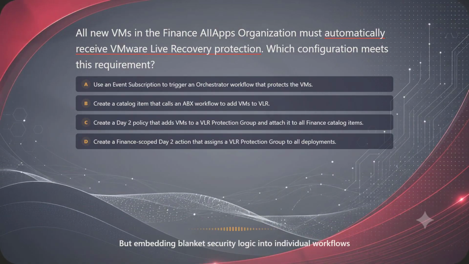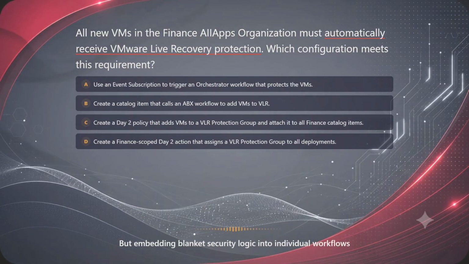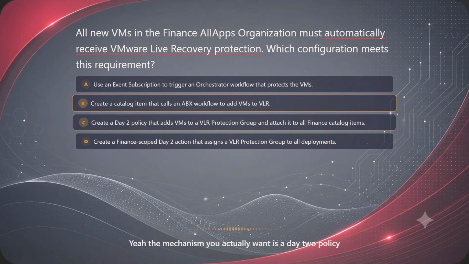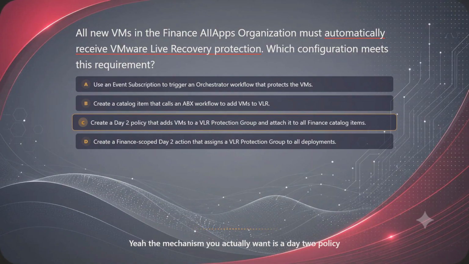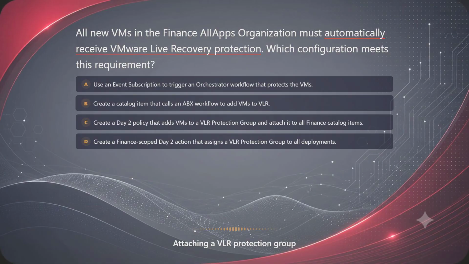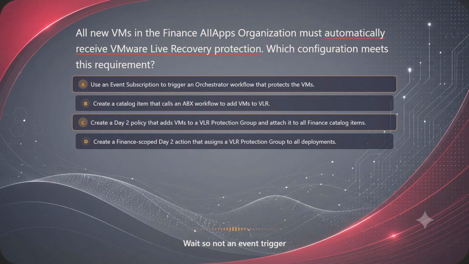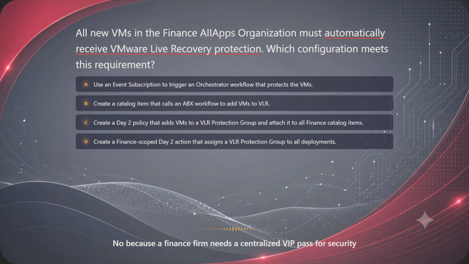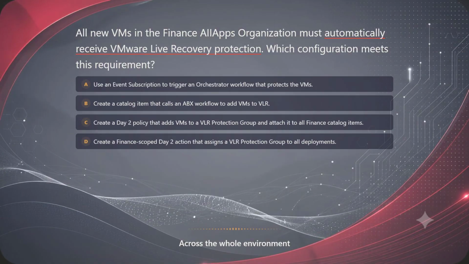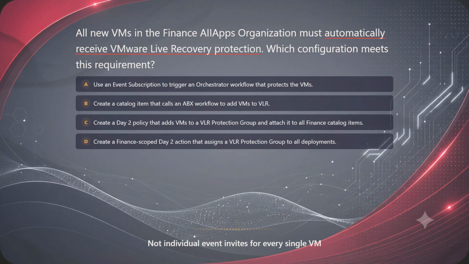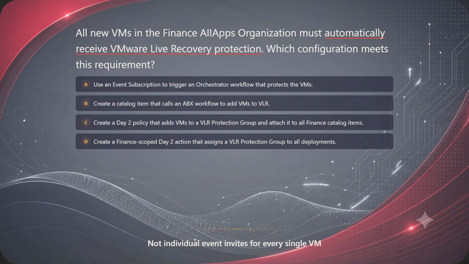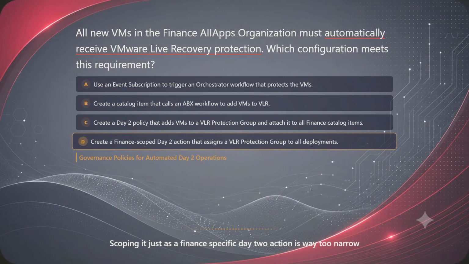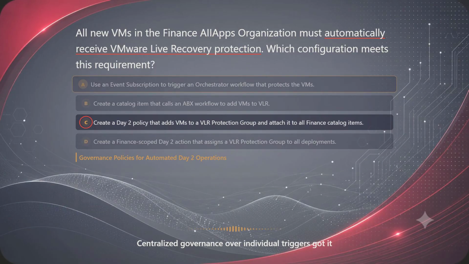Right. But embedding blanket security logic into individual workflows is a nightmare to manage at scale. Oh, I can see that. Yeah, the mechanism you actually want is a day two policy attaching a VLR protection group. Wait, so not an event trigger? No, because a finance firm needs a centralized VIP pass for security across the whole environment, not individual event invites for every single VM. Scoping it just as a finance-specific day two action is way too narrow. Centralized governance over individual triggers.